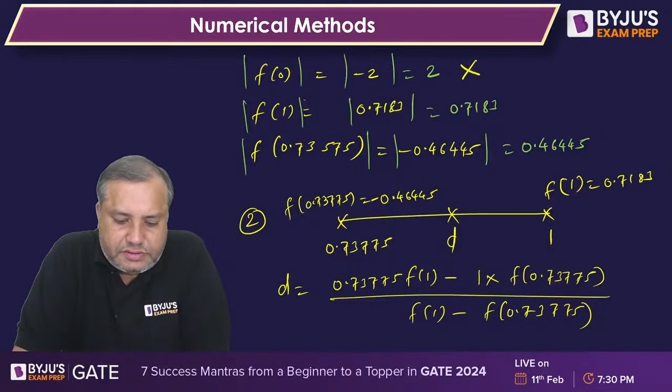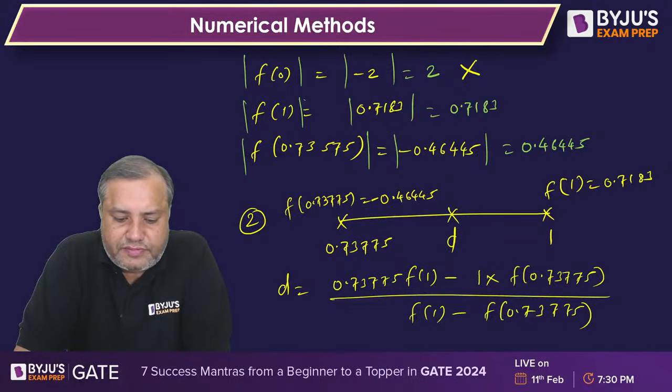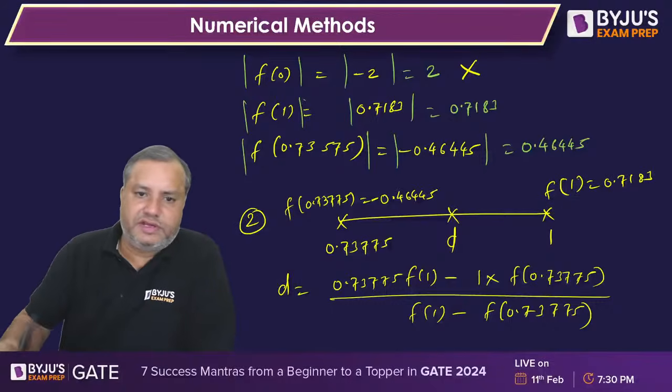F of 1 is, then minus 1 into this value. So also already negative. 0.6 divided by f of 1 is 0.71, minus and minus 0.46. 0.8407 is the approximation.